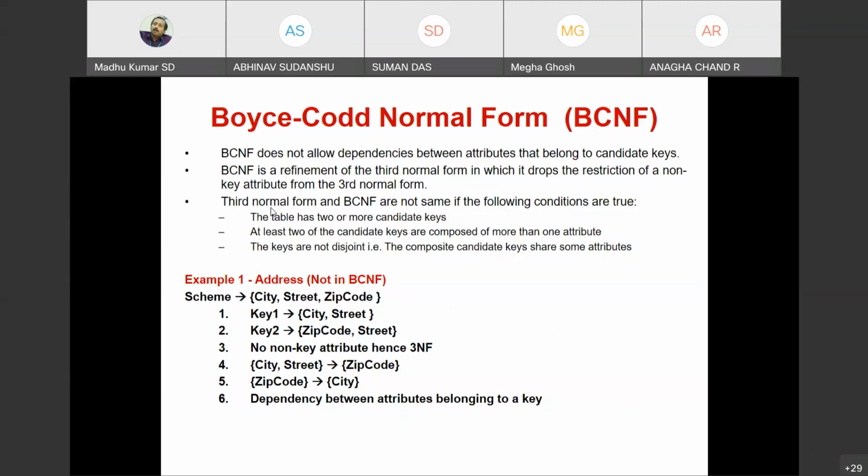So the third bullet is very important. Third normal form and BCNF are not the same if the following conditions are true. That means the table has two or more candidate keys, and at least two of the candidate keys are composed of more than one attribute.